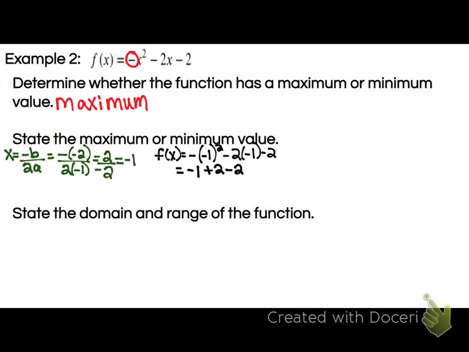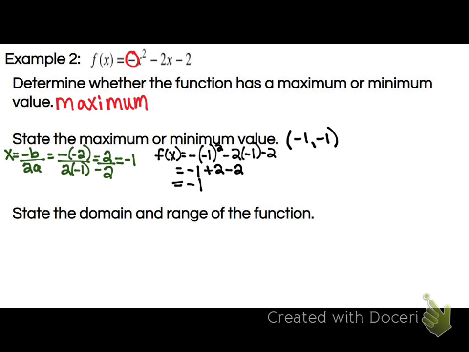All right, I'm ready for my last step. Now, remember, the function of x is basically the output, which still means y. So then what's that going to equal? So negative 1 plus 2, minus 2? Negative 1. Okay. So then my vertex is going to be what? What's my ordered pair that I'm using for my vertex? Negative 1, comma, negative 1.